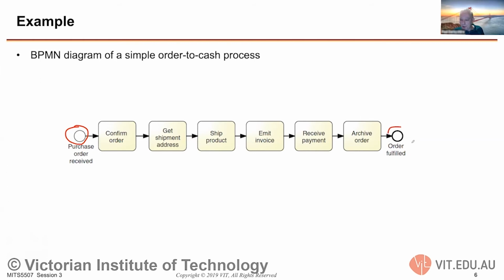And of course, the business process ends with the event order fulfilled. So every business process begins with an event and ends with an event. In the meantime, a number of activities are undertaken, and the arrows represent the process flow. So we move from get shipment to ship product in an orderly sequential fashion.